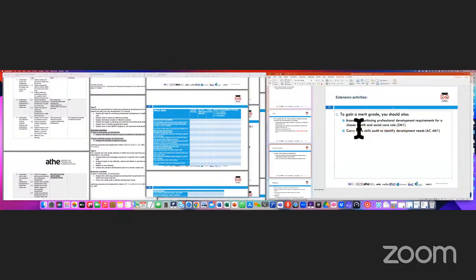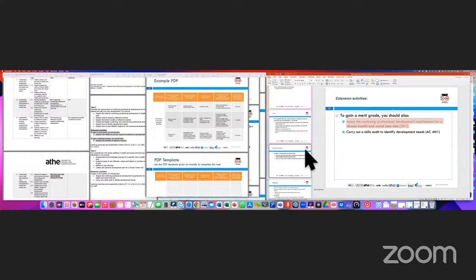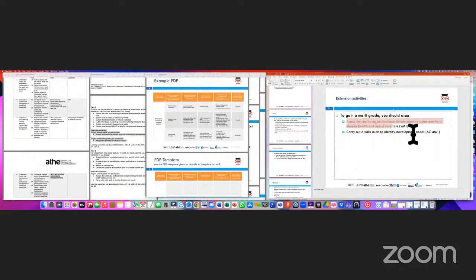And here, when it talks about assessing the continuous professional development requirement for a chosen health and social career role, again, the key part, in a chosen role. So here, developing the PDP template, which is this template for a particular career role, would actually do your 2M1. So if you create this template and you put it as evidence, that will do your 2M1. So it is actually hitting 2 birds with 1 stone. If you detail it out and create the PDP as in a chosen career, that will not just meet task 4.4, but it also will mean you're doing 2M1 to a certain extent.